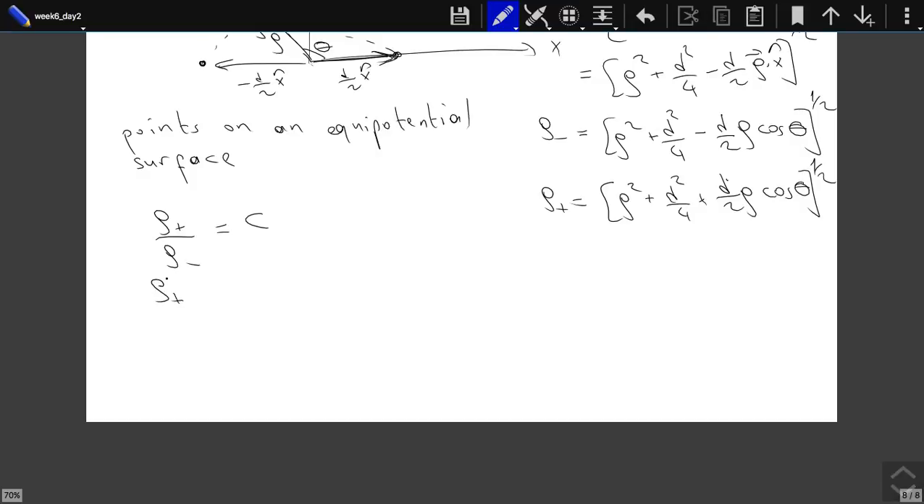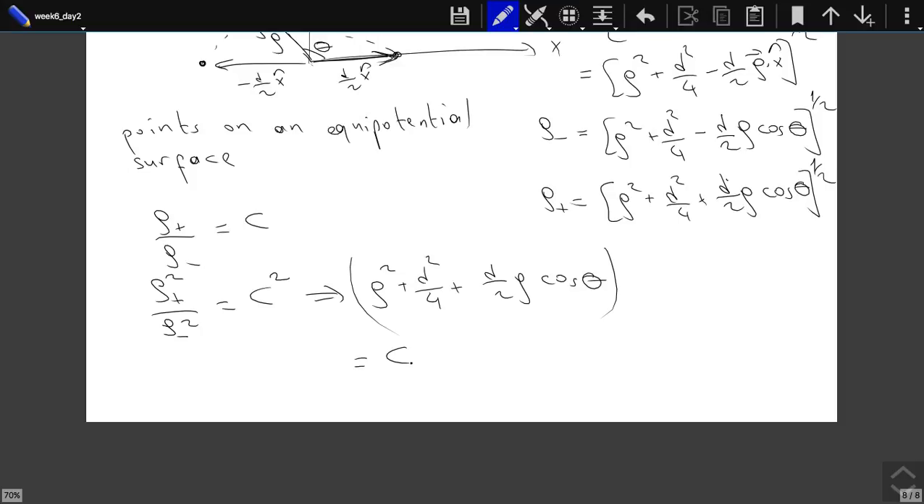Or, let me take rho plus squared divided by rho minus squared, this is a constant. The reason why I take the squares is that rho plus and rho minus are both defined as a square root, and I want to get rid of that square root. Rho plus squared is rho squared plus d squared over 4 plus d over 2 rho cosine theta. This should be equal to some constant times rho squared plus d squared over 4 minus d over 2 rho cosine theta.